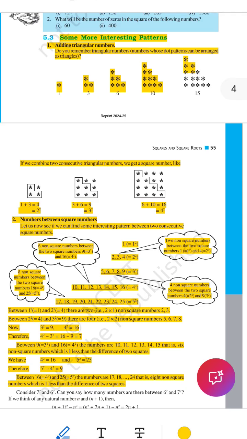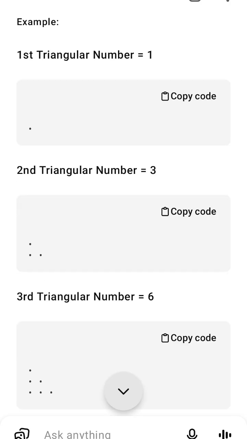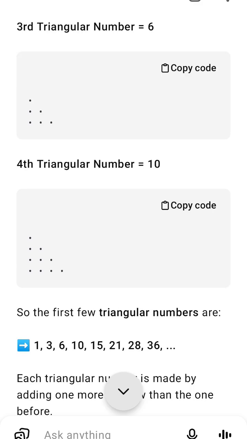Absolutely. I will now explain everything even more deeply, step by step, using very simple words like I'm teaching a complete beginner or a child. We'll understand 2 amazing patterns in number math. Part 1. When you add 2 triangular numbers, you get a square number.